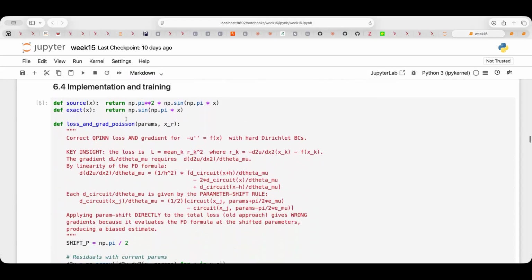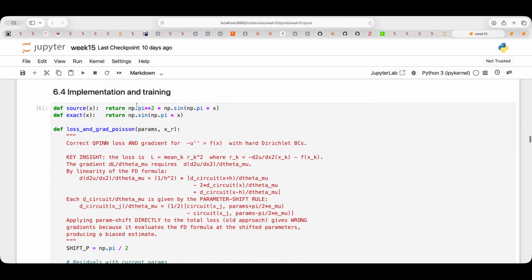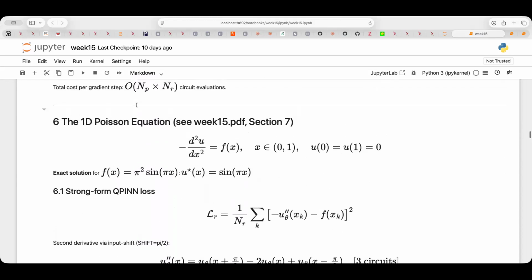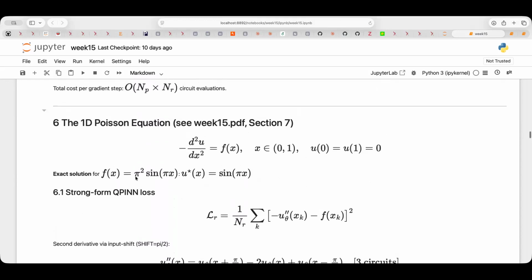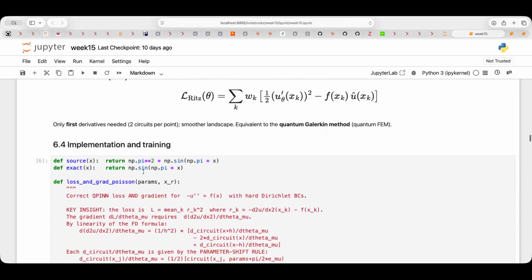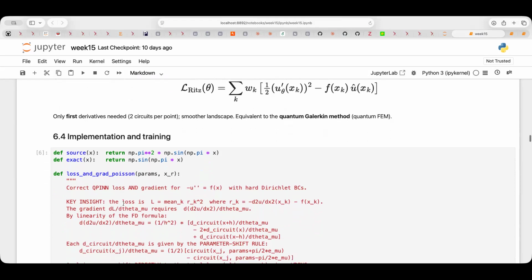So we have an exact solution, which we will compare it to. We have a right-hand side of the differential equation. If we go back to the equation here, this f of x is given by, in this example, pi squared times sine pi x. Pi squared times sine pi x, and the exact solution is actually sine pi x. So this is a case where you actually have exact solutions, which you can then compare to.